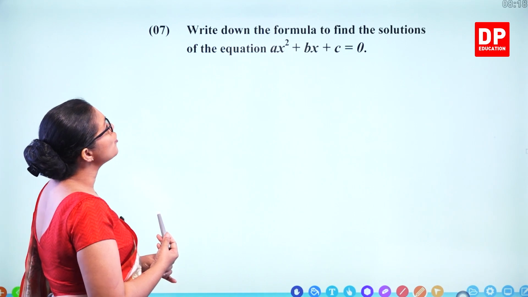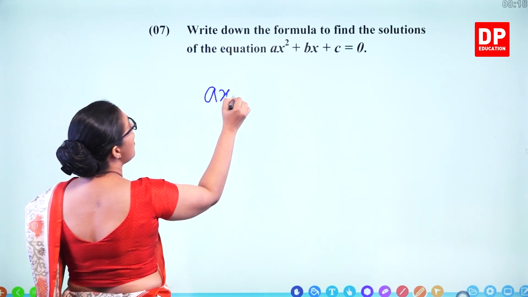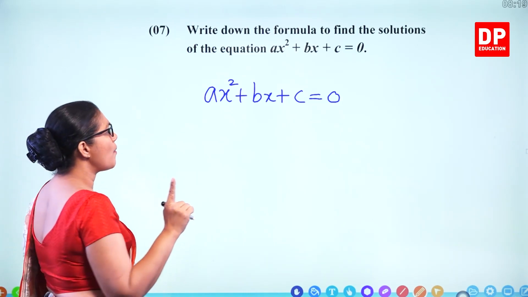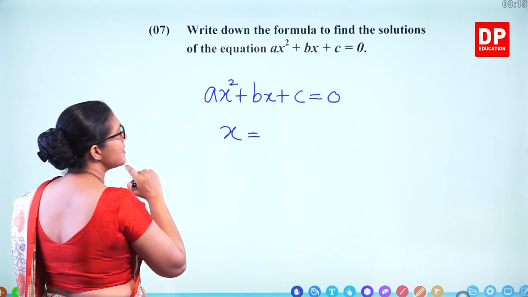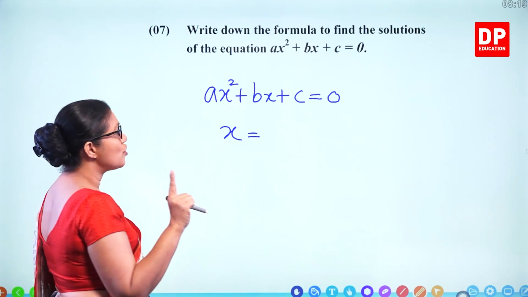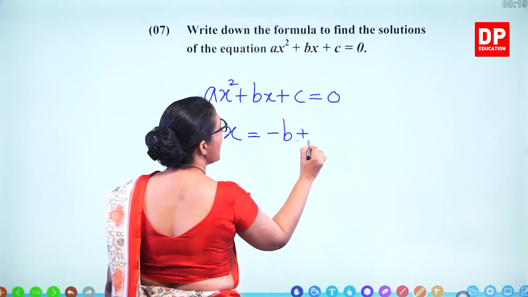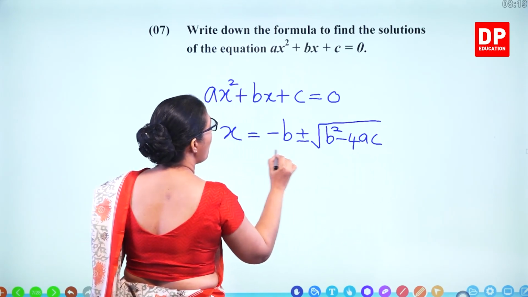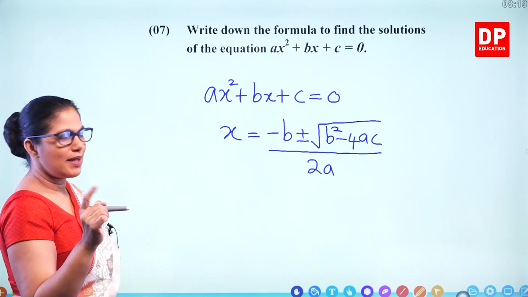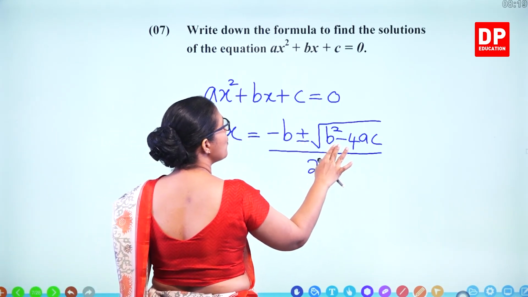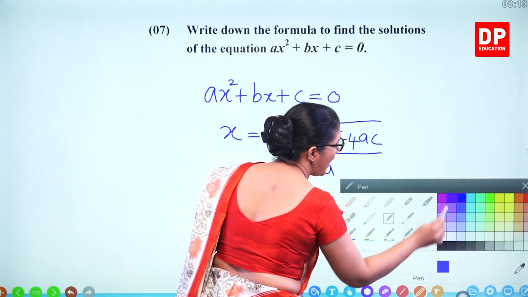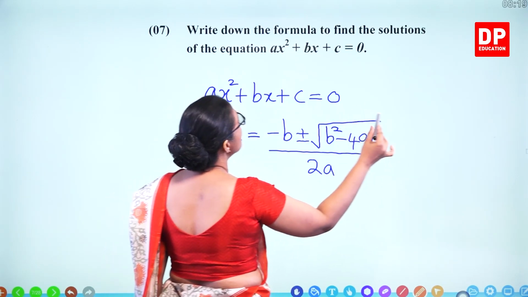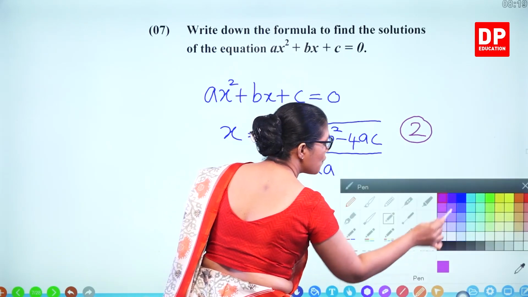Question number 7. Write down the formula to find the solutions of the equation ax squared plus bx plus c. What's that? Quadratic equation. So what's the formula for a quadratic equation? If you know the a, b, c coefficients, x equals minus b plus or minus square root of b squared minus 4ac, over 2a. So remember that. That's how you find the roots. If you know that, you can straight away find the solutions. You get 2 marks for the correct formula.